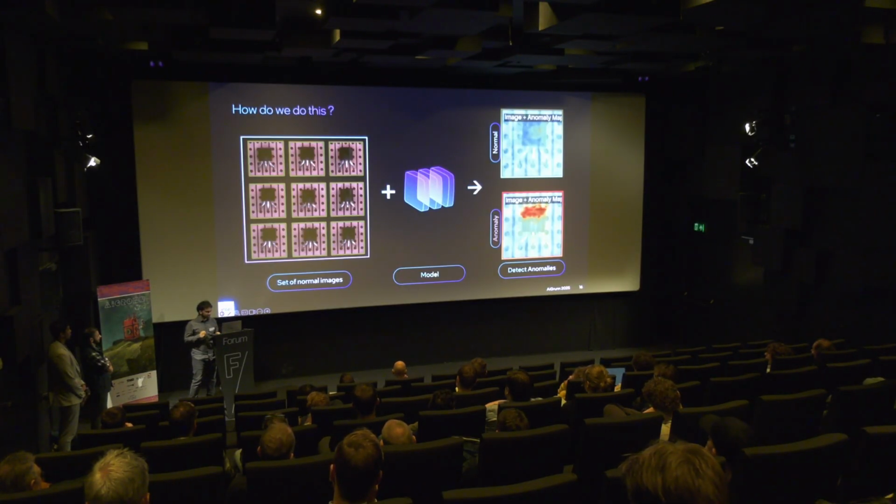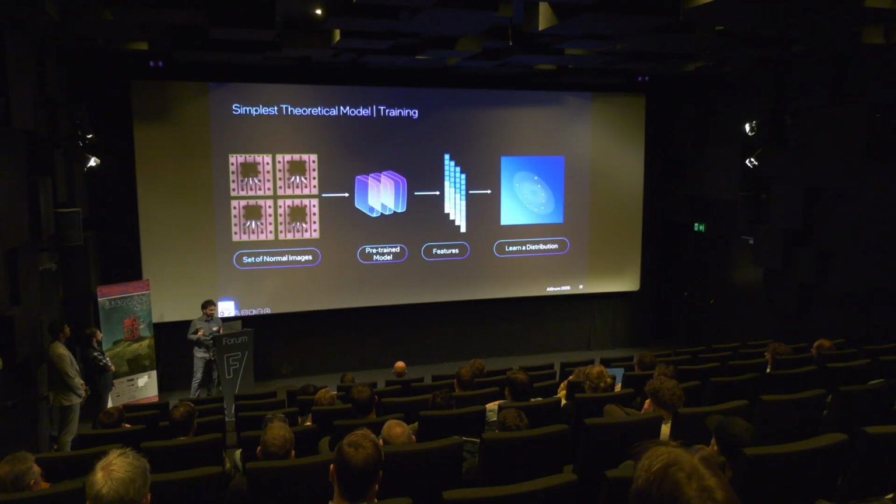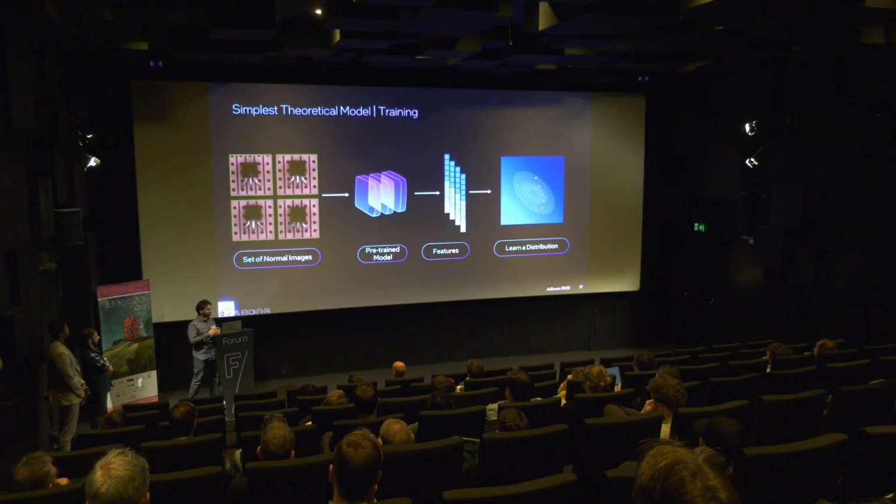So how do we do this? I'll give a very simple example. This is the simplest theoretical model. This is how most distribution or memory based models work. What we do is very simple. We take a set of normal images. Remember that we still have no input from anomalous images. We just take normal images.